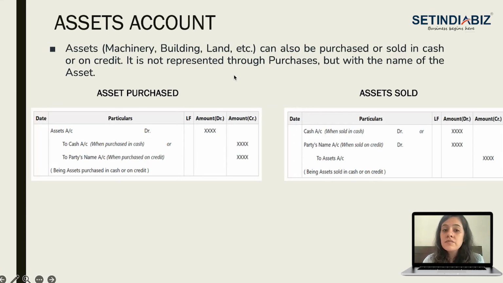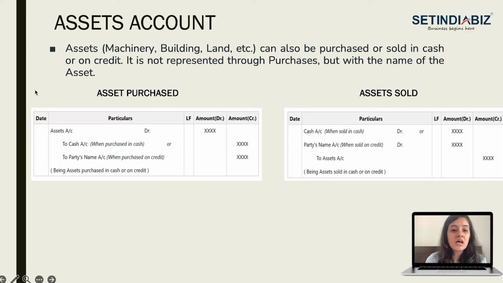It is not represented through purchases, but with the name of the asset, right? Whenever I'm purchasing an asset, whenever I'm selling an asset, it is not purchases, it is not sales. We mean to say that when an asset is being purchased, it is recognized with the name of the asset account. An asset being sold is recognized with the name of the asset account, not with the sales account.